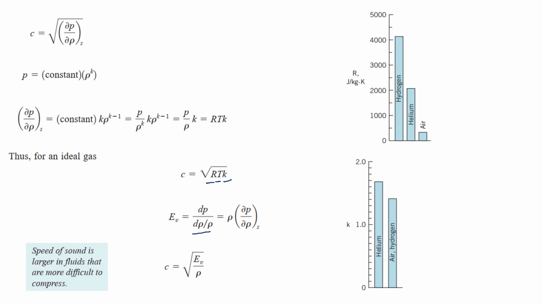For example, the speed of sound is larger in fluids that are more difficult to compress. If we take air and water, water is very difficult to compress as compared to air. So the speed of sound in water will be more because of its high bulk modulus. Why does it have a high bulk modulus? Because it requires a very high amount of pressure to change the density of water. So it will have a high value of the bulk modulus. That's why the speed of sound in water will be higher as compared to air. You don't require that much pressure to change the density of air, so the value of the bulk modulus will be low in that case. So the speed of sound will also be low for air as compared to water.